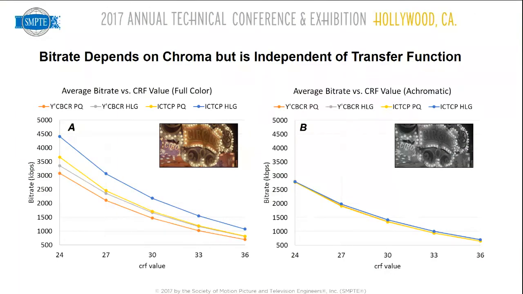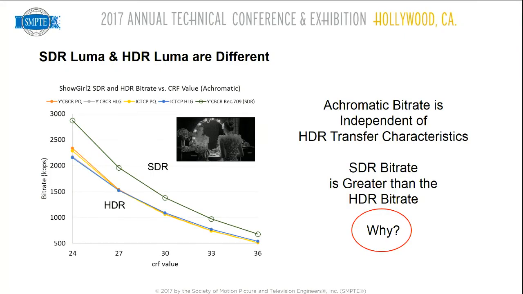Okay? Before I get into that and explore it a little bit more, I want to look at something else that was also very interesting to me. When you look at the SDR version of Showgirls 2 and compare it to the HDR version for the different permutations, all the HDR permutations are basically the same when it's achromatic. When you look at the achromatic SDR, you see a much higher bit rate at the same CRF values. And that's very interesting. So the first question is, why is that the case? The reason we need to find out is because we want to treat SDR and HDR as an equal playing field, apples to apples, when we're doing streaming media. So why is that the case?